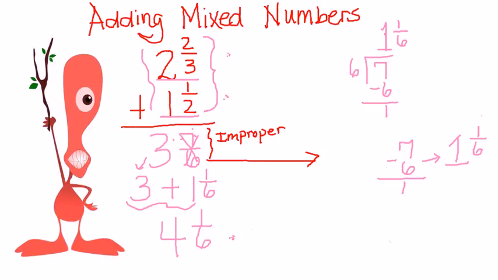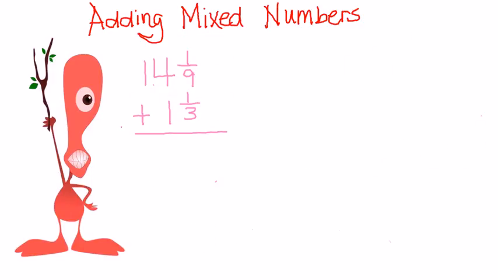Alright, let me give you another example. Okay, our new problem is 14 1/9 plus 1 1/3. And automatically, we know that we're going to start over on the right with our fractions. So let's write them over here: 1/9 plus 1/3. All right, I'm going to pause to draw in everything. You can do this while you're waiting.